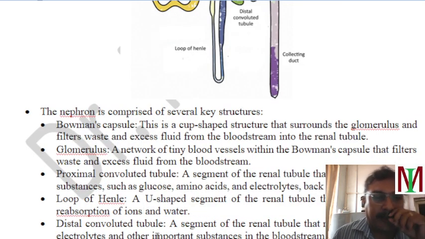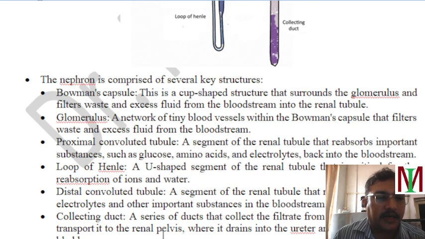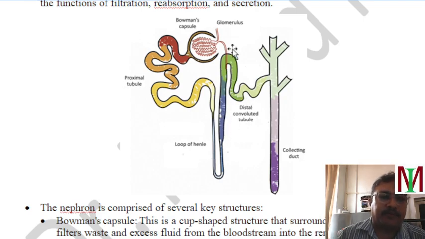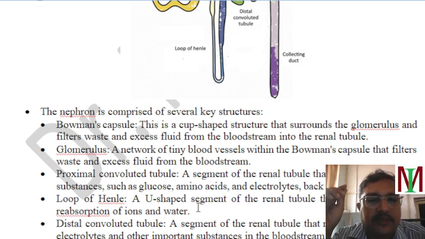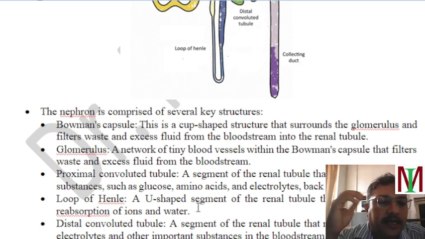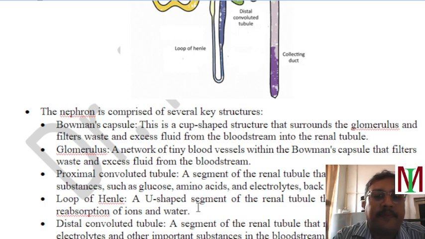Now the loop of Henle. The loop of Henle is a U-shaped segment of the renal tubule that is critical for the reabsorption of ions and water. Then the distal convoluted tubule, this part, regulates the level of electrolytes and other important substances in the bloodstream. Finally the collecting duct: any waste material, which we call urine, will be collected and taken to the urinary bladder.